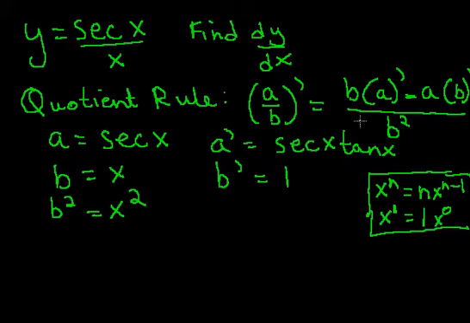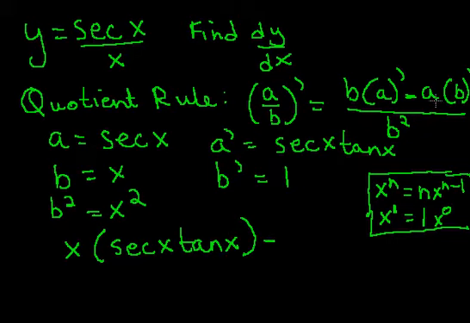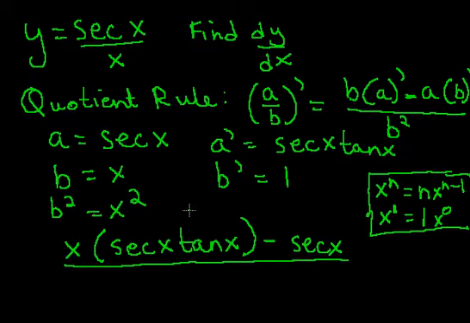So now that I have all these written down, I'm going to go ahead and plug it into this. So the quotient rule says b times a prime, so b is x, so it's x times a prime, which is the secant of x, tangent of x, minus a, which is the secant of x, times b prime, which is 1. So I can just ignore that because it's just multiplied by 1. And this is all over b squared, which is x squared.